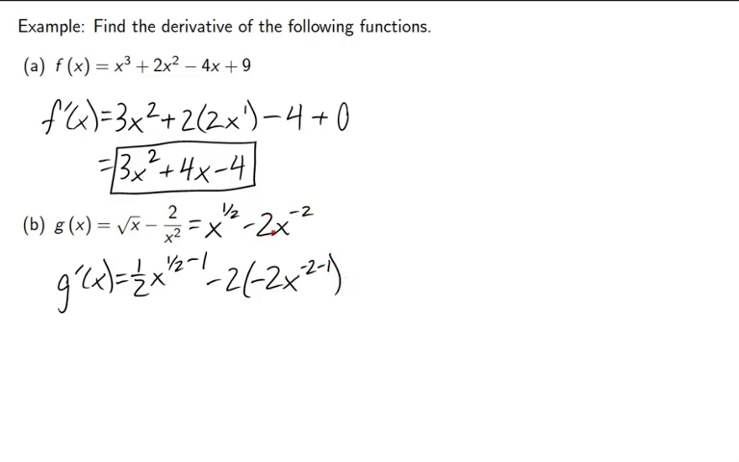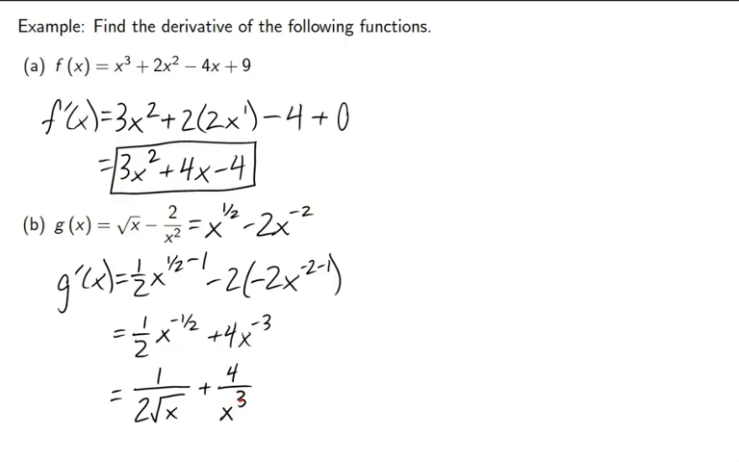This minus 2 is the constant in front. For x to the negative 2, the minus 2 comes in front, and I subtract 1 from the power. To simplify this, I get 1/2 x to the negative 1/2 plus 4x to the negative 3. Let's rewrite that a little bit further. X to the negative 1/2, I'm going to put it in the denominator. Moreover, that's still just the square root of x. Same thing here. The x to the negative 3, I'm going to move it to the denominator.